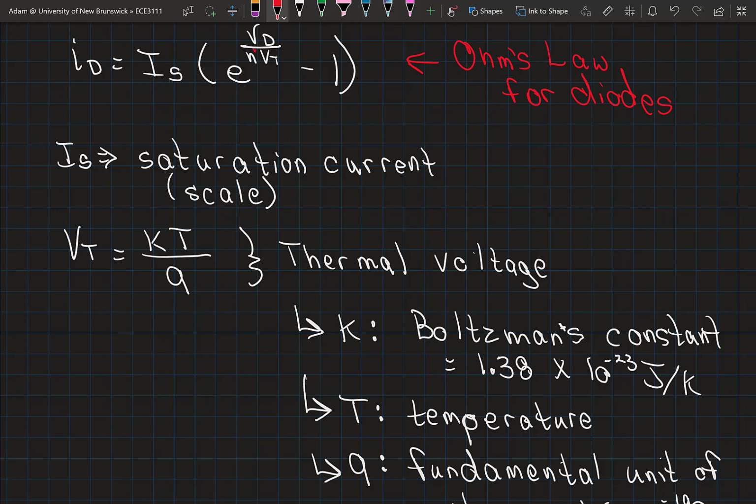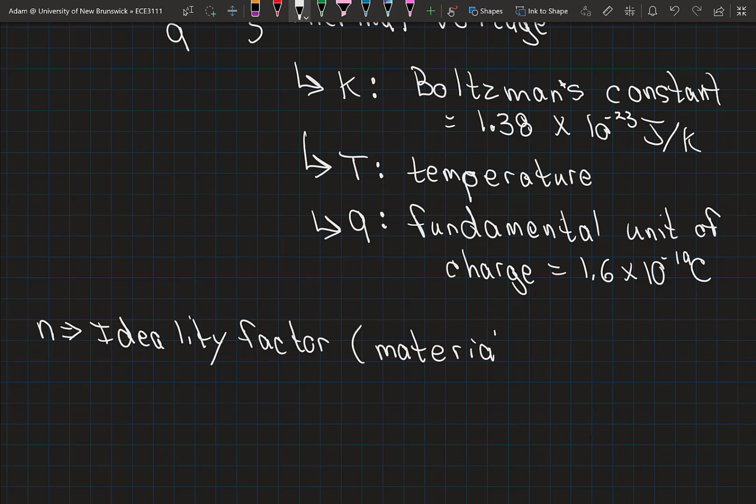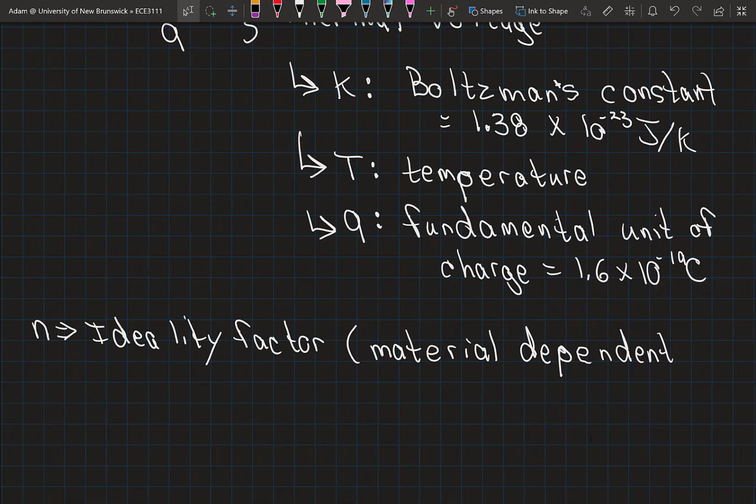n in this equation is known as the ideality factor. This is a measure of the amount of recombination that occurs in the junction region of a semiconductor. Don't worry about that too much at this point. It's going to be material dependent, so we can typically use a fixed value for a given diode. For diodes made of silicon, the ideality factor usually falls in the range of 1 to 2, and we often use a value of 1 or 2 just for simplicity.